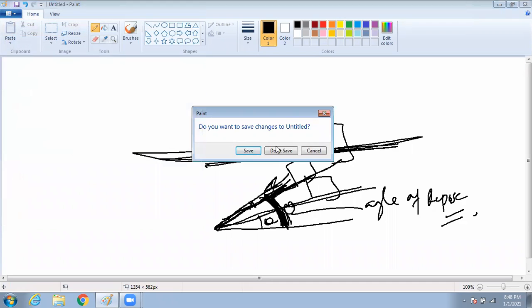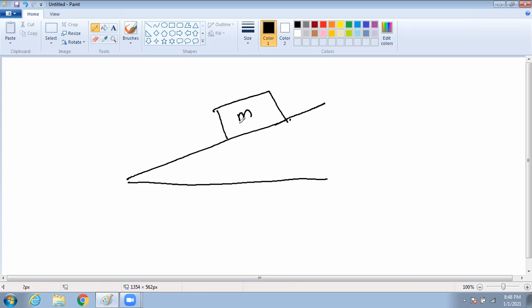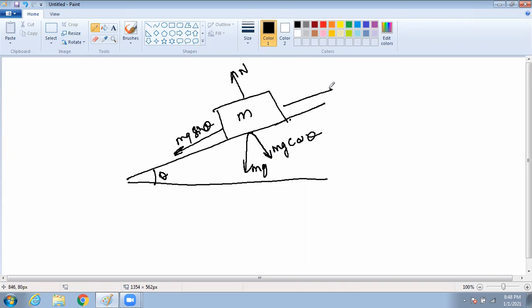This is a definition, but we will come to the calculation. We'll see the forces. So I have an inclined plane. I have a body of mass m. Obviously there will be a mg downward. This will be theta, and there will be a component mg cos theta, and there will be a mg sin theta downwards, and there will be a normal upward. And obviously, because the body is trying to slide, there will be a limiting friction.